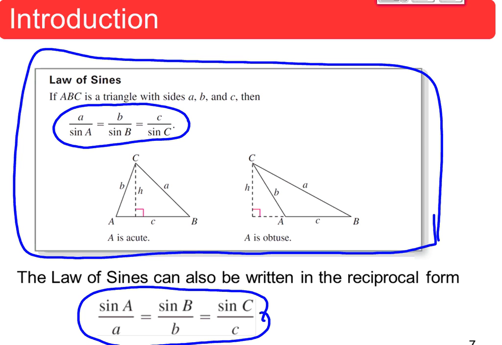So if ABC is a triangle with sides little a, little b, little c, then little a over sine capital A equals little b over sine capital B equals little c over sine capital C. And of course, it can be written the other way as well. That is definitely something you want to commit to memory. It's not going to be hard to remember, probably.